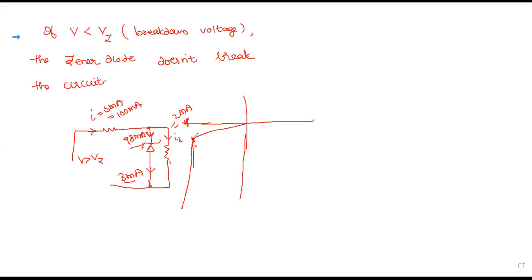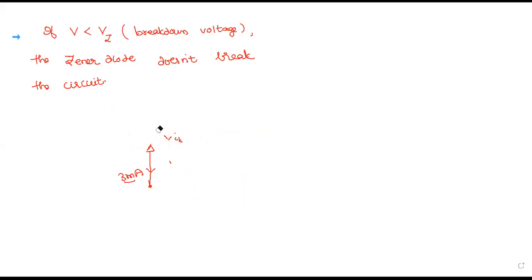Without changing the potential, it can take any amount of current, but if you send thousands or lakhs of amperes, it can't bear that. That's what I'm saying. Now you understood? So what is the main purpose? If V is greater than VZ, the extra current should not pass through your appliance; it should pass through the Zener diode, without changing the voltage. That's why we must operate the Zener diode at the breakdown voltage. Now, is it clear?